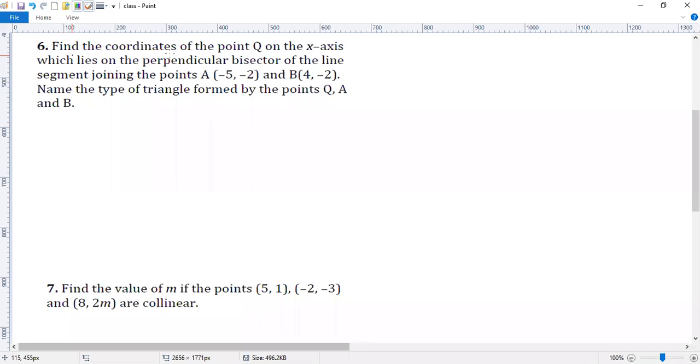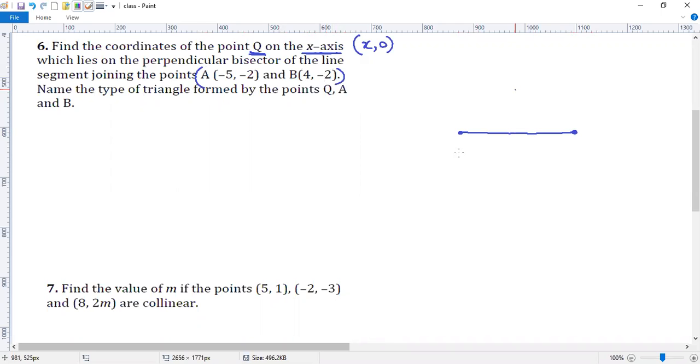See, question number 6. Find the coordinates of point Q, which is lying on the x-axis. Any point on the x-axis will have an x value, but y will be 0, right? Which lies on the perpendicular bisector of the line segment joining the points. So there are 2 points and the line joining these 2 points, right?